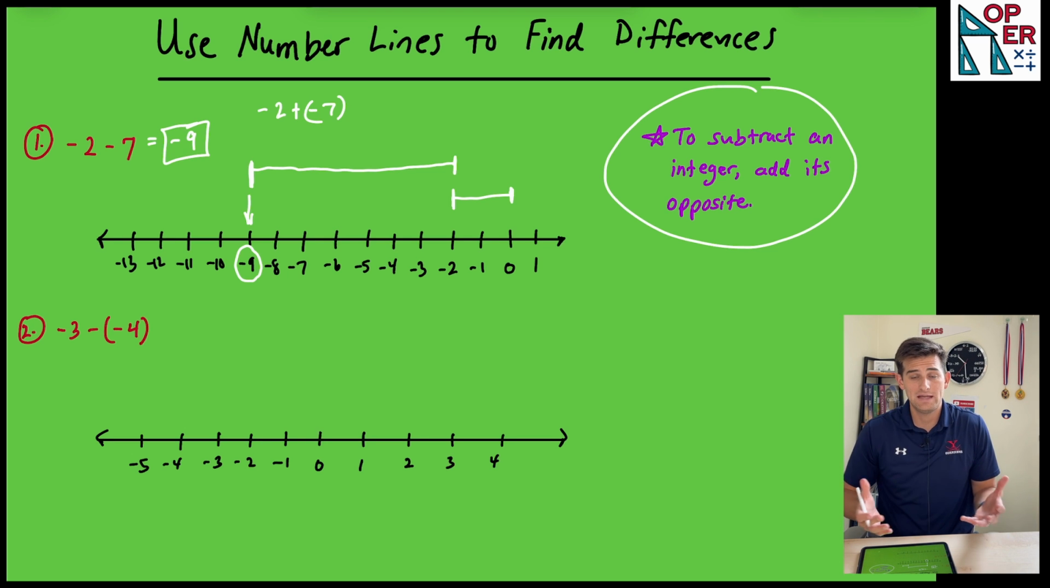So in that case, what do we do? We add 2 plus 7, the absolute values, and then we keep our negative sign, so -9, okay?